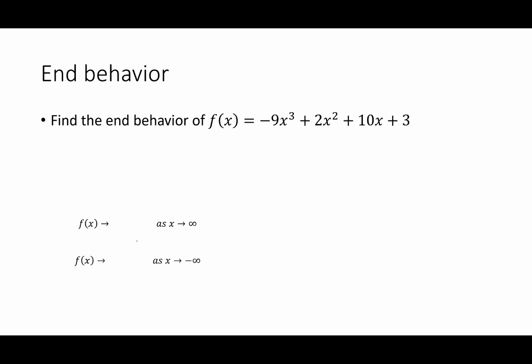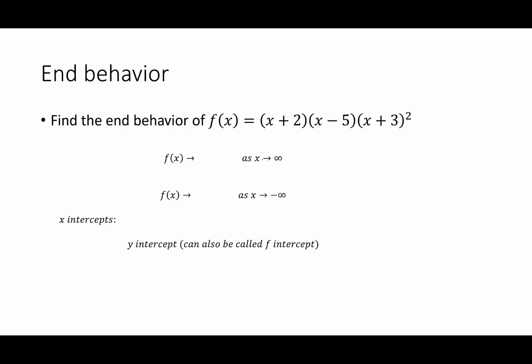The next one says I have f of x is negative 9x cubed plus 2x squared plus 10x plus 3. So I want you to think about, what does the negative 9 tell me? Am I going to go to infinity or negative infinity? Hopefully you think negative is negative, so you're going to write negative infinity. Then I want you to look at the 3. Think 3 is odd. Odds are opposite, which means the opposite of negative infinity is positive infinity.